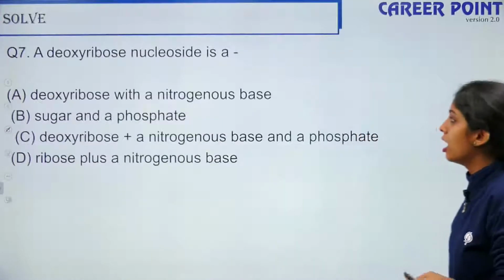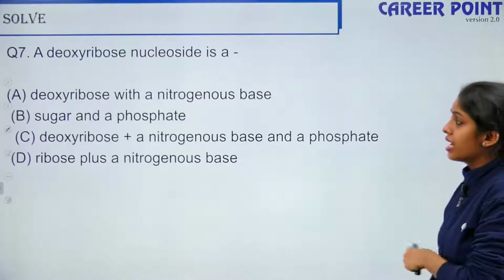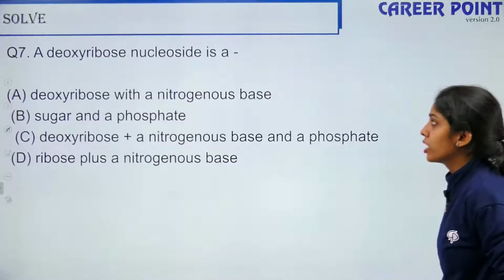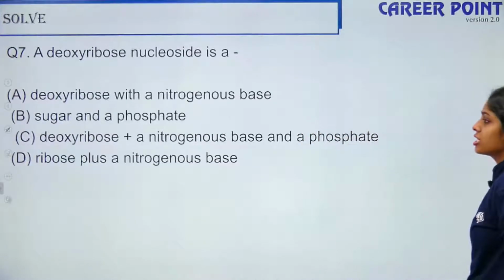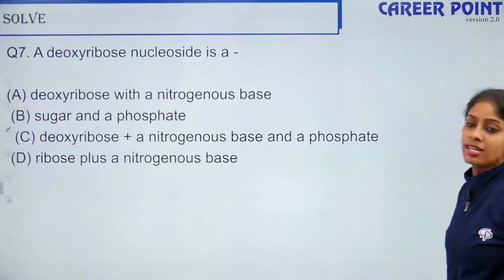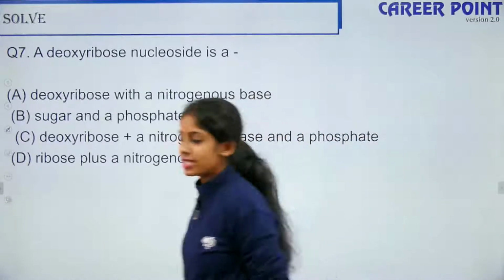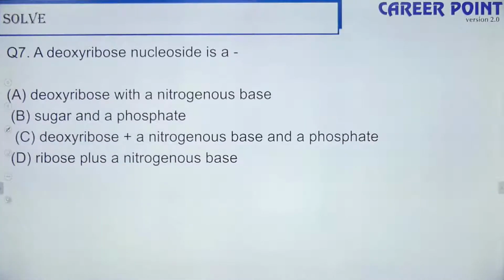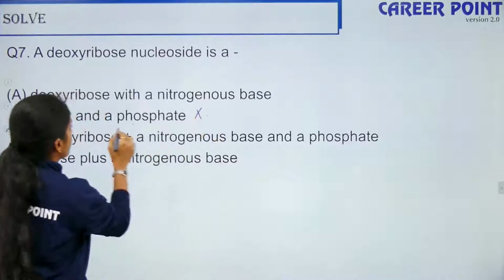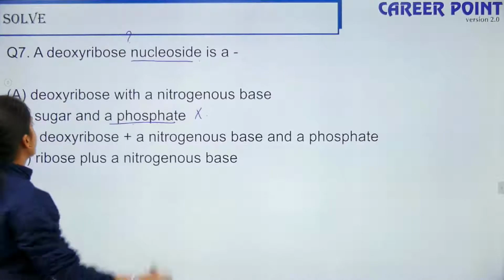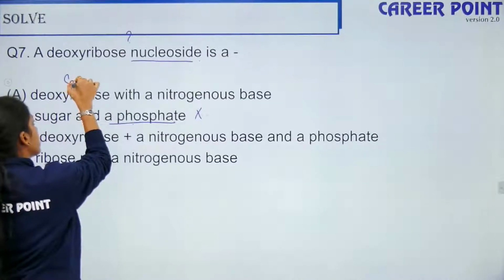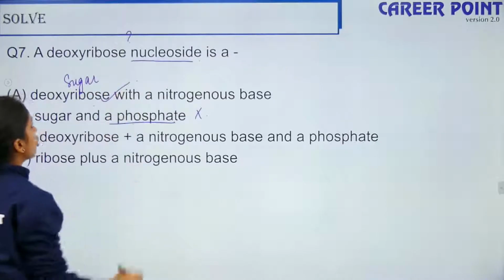Okay. A deoxyribose nucleoside is a deoxyribose with a nitrogenous base, sugar and a phosphate. Deoxyribose plus nitrogenous base and a phosphate, ribose plus a nitrogenous base. So what is the answer for question number 7? Sugar and a phosphate is nucleotide. No. So here where is the phosphate? Here they say nucleoside. Yes, so it is deoxyribose, that is a sugar with a nitrogenous base. So this is option A.